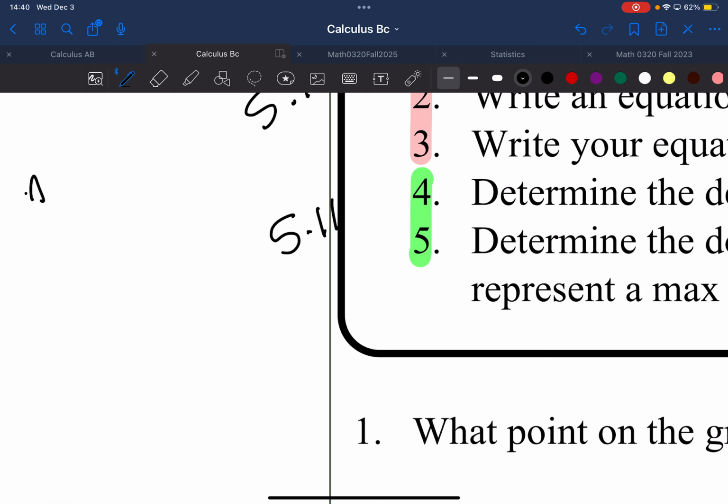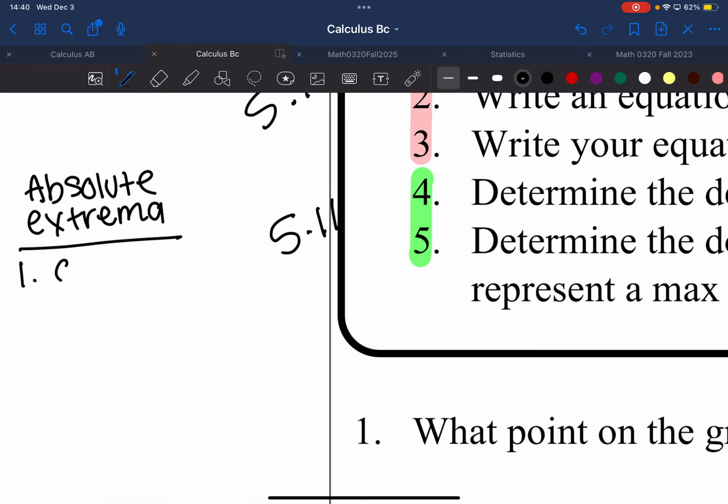Okay, recall that we can find absolute extrema values from critical points and what? So, not points of inflection. Endpoints. Okay, and that's of course if they give us an interval to test.